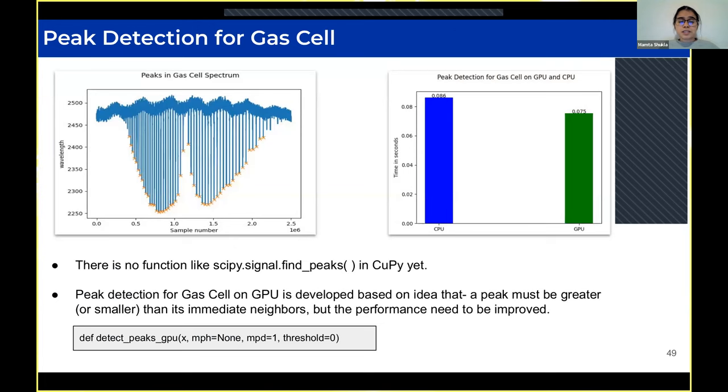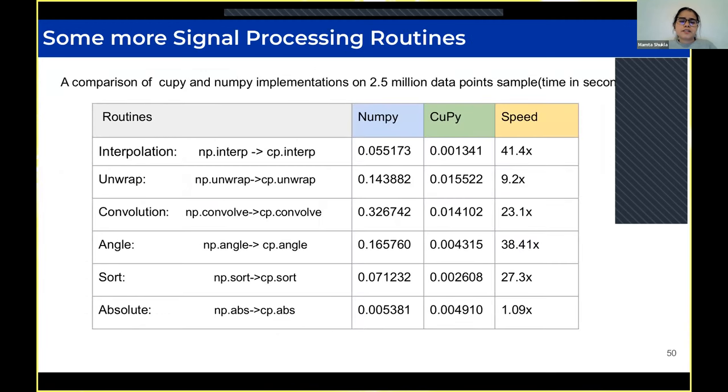So we also need to do the peak detection for the cast cell to ultimately identify the alpha rate, because we have a known cast cell spectrum, and then one we get after passing the laser source through this HCN, and we want to fit it with the actual one. So to identify some of the peaks and the corresponding wavelength, since there is no find peaks kind of function in CuPy yet, the idea was to implement a very simple algorithm on GPU where we just identify a peak based on a threshold value provided and mark it directly on the spectrum of the signal.